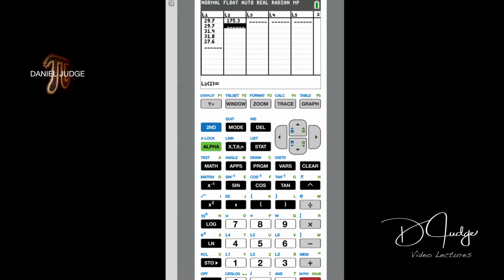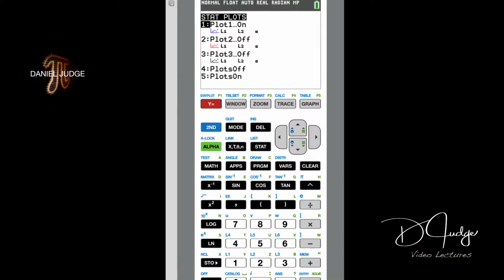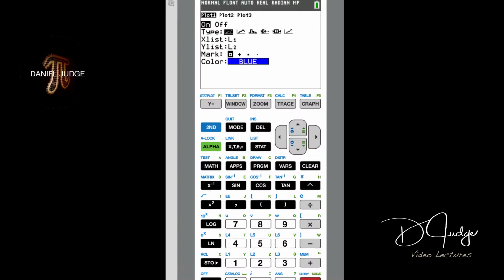175.3, we'll enter that. 177.8, enter that. 185.4, enter that. 175.3, we enter that one. And then 172.7. So ladies and gentlemen, we got our bivariate data. Second Y. Well, that's the one we're looking for. It is on. All right.